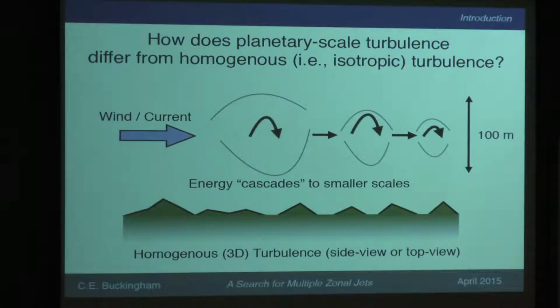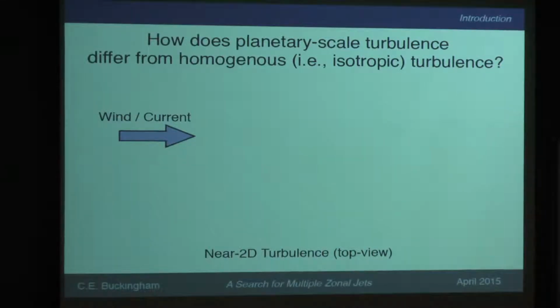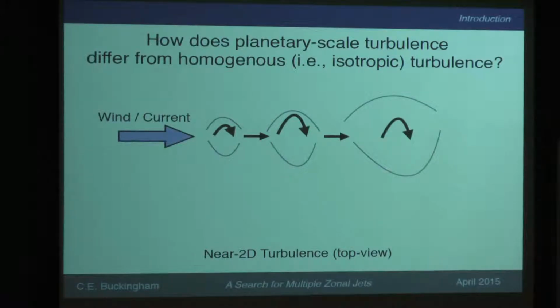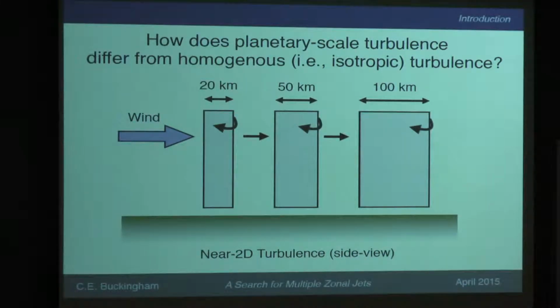This differs from near-2D turbulence, or turbulence at the planetary scale, in that the wind and the currents feed energy to larger scales. Imagine you're looking at the surface of the ocean from space. If you could somehow see the cascade of energy, you would see eddies on the order of 100 kilometers. So we say that energy cascades to larger scales. As a side note, throughout the talk the red is not showing up. This is actually a red arrow, so we'll see what happens when we get to the images.